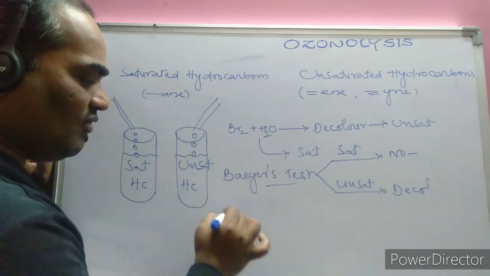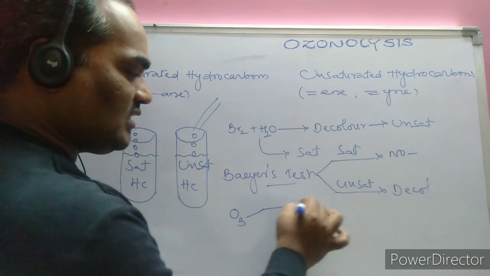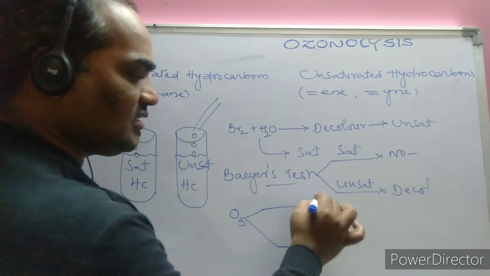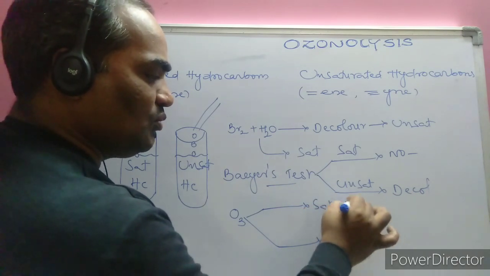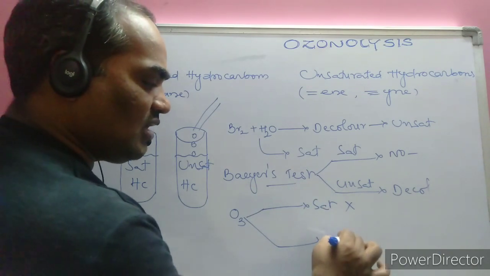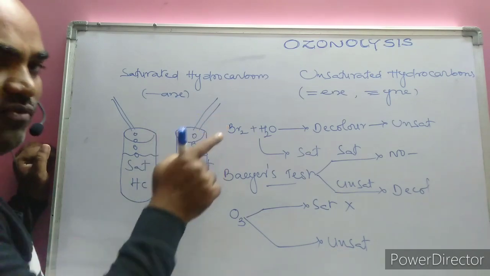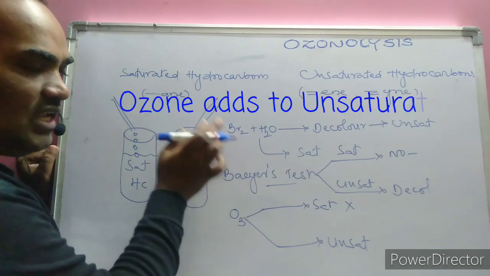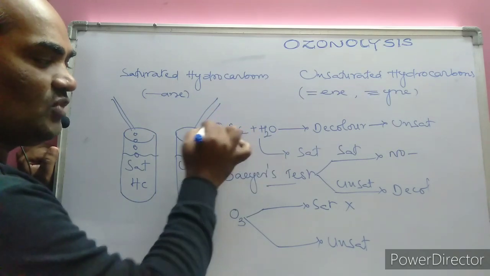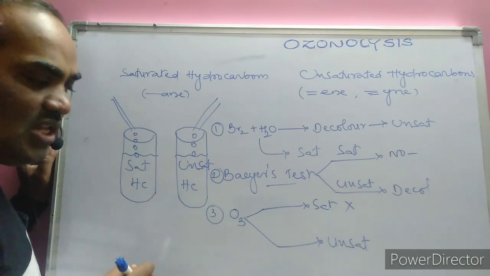Next, our discussion is now ozonolysis. Here one is a saturated hydrocarbon and another one is an unsaturated hydrocarbon. The saturated hydrocarbon does not undergo ozonolysis, whereas the unsaturated hydrocarbon undergoes ozonolysis. What I want to tell is: in order to test unsaturation, bromine water is useful. Second, Bayer's reagent is useful. Third, ozonolysis is also useful.